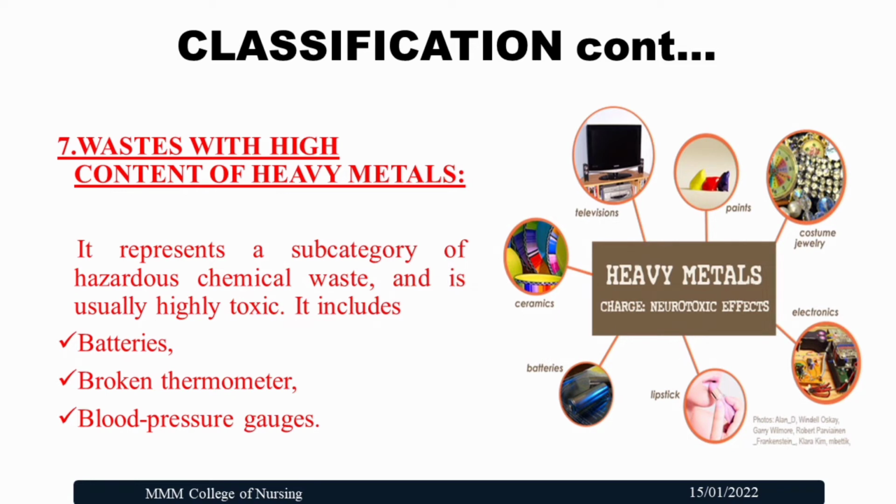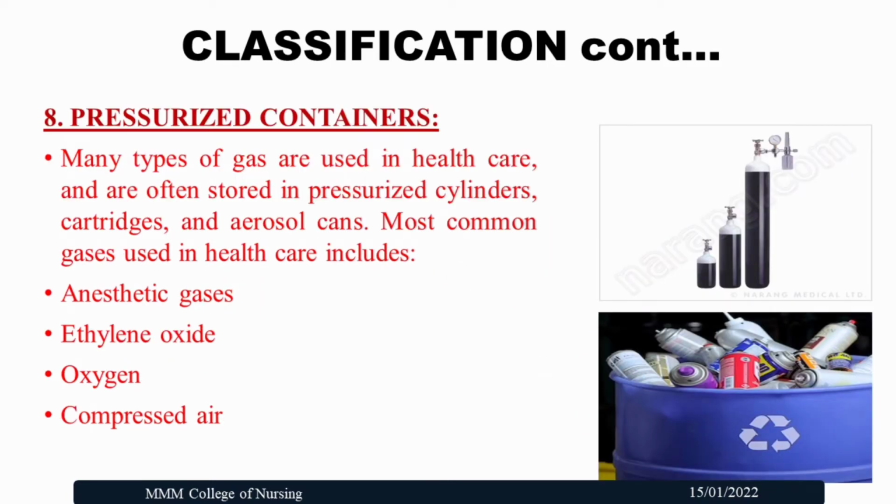The seventh one is wastes with high content of heavy metals. It represents a subcategory of hazardous chemical waste and is usually highly toxic. It includes batteries, broken thermometers, and blood pressure gauges. Pressurized containers. Many types of gas are used in healthcare and often stored in pressurized cylinders, cartridges, and aerosol cans. Most common gases used in healthcare include anesthetic gases, ethylene oxide, oxygen, and compressed air.